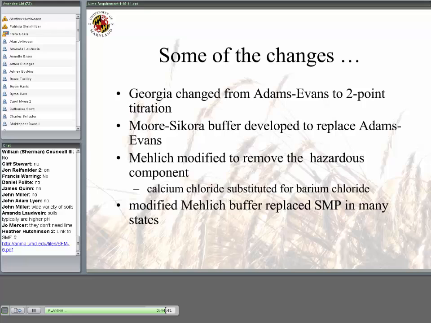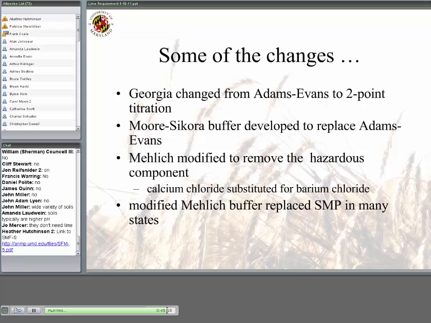The Mehlich buffer was modified. Some folks showed that instead of using barium chloride to exchange your hydrogen and aluminum off the exchange phase, calcium chloride worked just as well. Of course, the barium chloride killed the fungi, so you had a long shelf life of your reagent. That's no longer true with calcium chloride. So the modified Mehlich gets gunked up with fungus first, and they modify the pH of the solution.